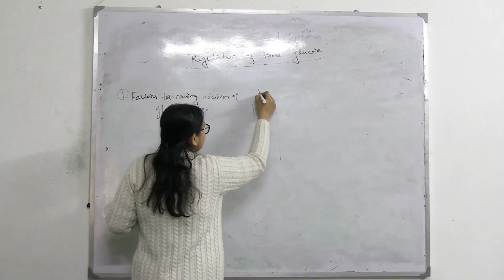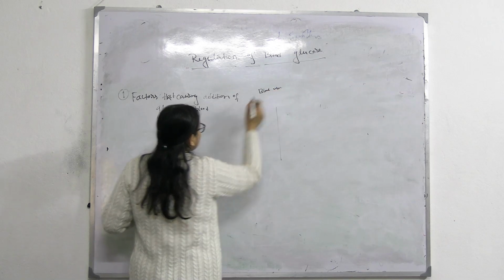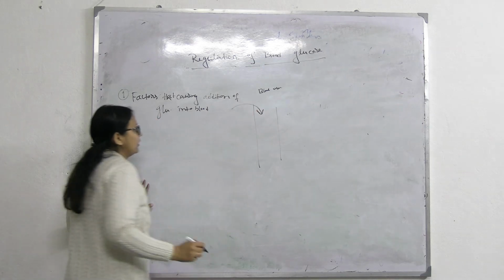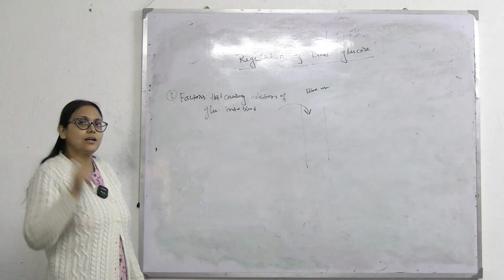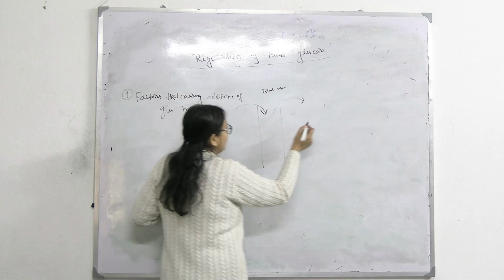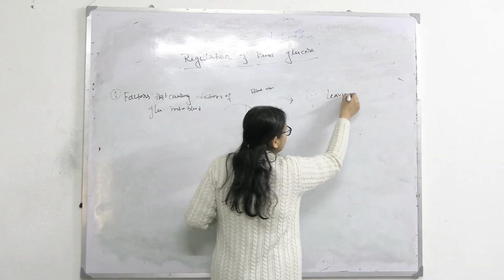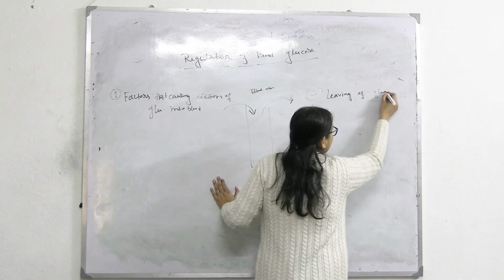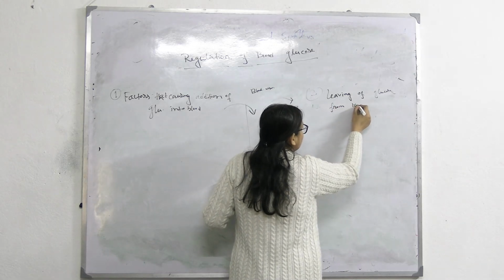Assume this is our blood vessels. Addition means pouring glucose into the blood. There are some factors which cause addition of glucose into the blood, and on the other hand there are some factors which cause leaving of glucose from blood. Okay.